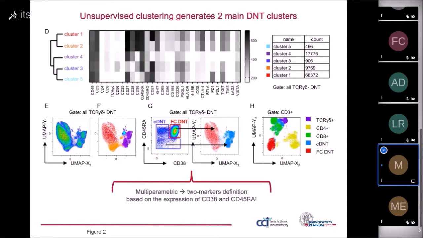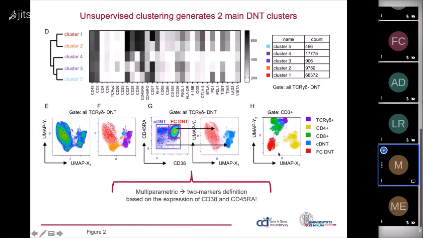And then last piece of information of this figure here, figure 2H, you can see when you project the two DNT populations to a UMAP showing all the T cells, so CD4, CD8, and the TCR gamma delta T cells, you can see that the FC DNT make up a distinct population, whereas the cDNT align more together with CD8 and gamma delta. Again, based on this very specific experiment made with the markers you are seeing here.